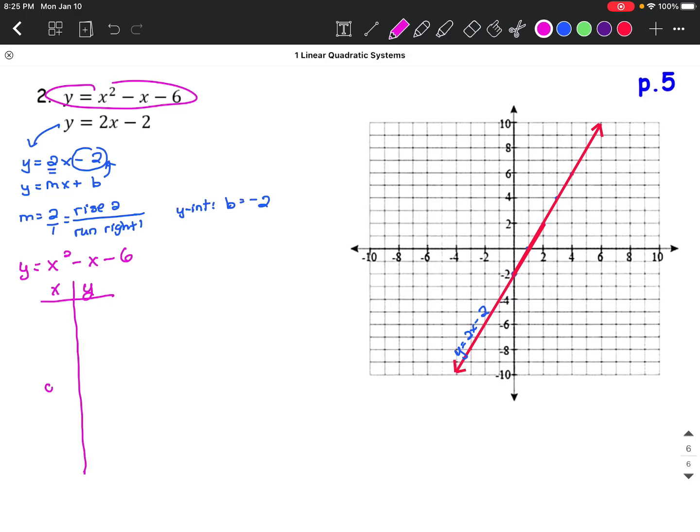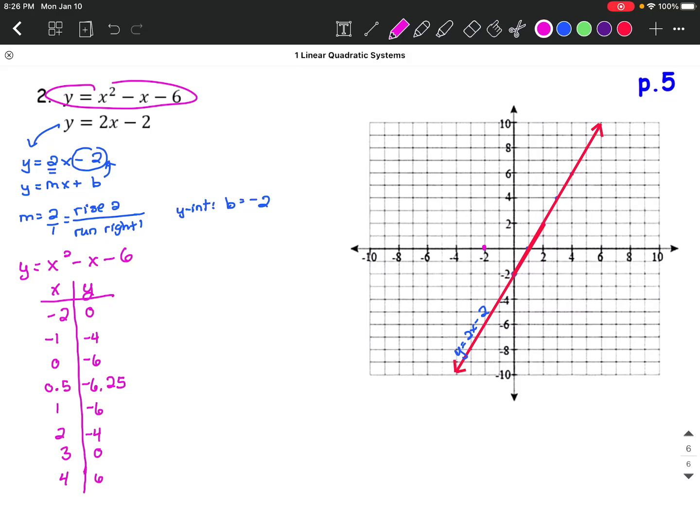Okay, so we found that our vertex was at 1/2 or 0.5 comma negative 6.25. We needed 3 numbers smaller than 1/2. That would be 0, negative 1, and negative 2. 3 numbers bigger than 1/2: 1, 2, and 3. And we needed one more. We're going to need to go all the way to 4. So negative 2 is 0. Negative 1 is negative 4. 0 is negative 6. 1 is negative 6. 2 is negative 4. 3 is 0. And 4 is 6. Now let's plot those points.